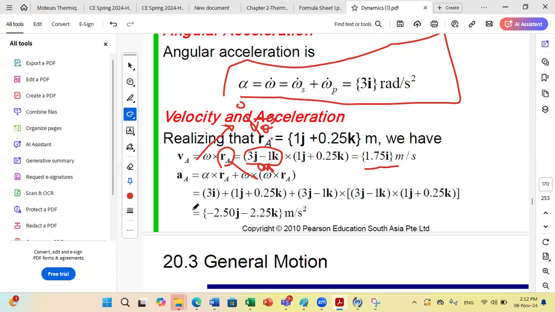Please pay attention for acceleration. You should say AO plus alpha vectorial OA. We cannot say here minus omega square OA because you don't have 2D motion. Your omega vector is changing in direction. So you cannot apply the minus omega square OA, it is wrong here because it's not 2D. So don't do it, pay attention. You should do omega vectorial RA, and you should pay attention for order.